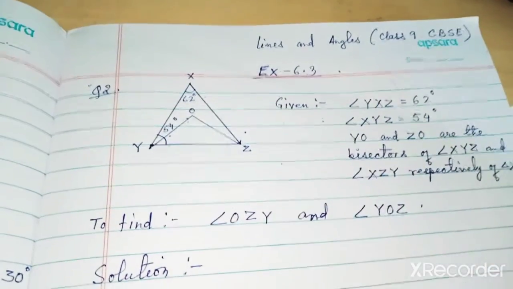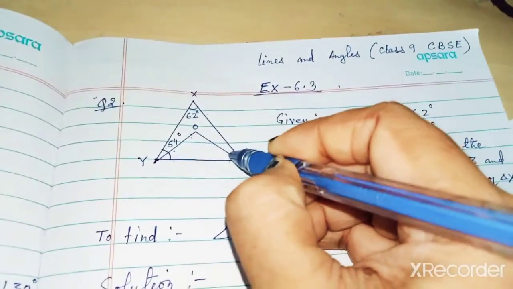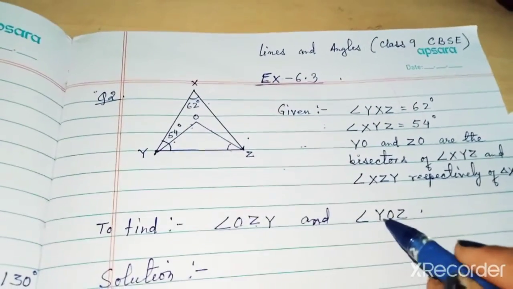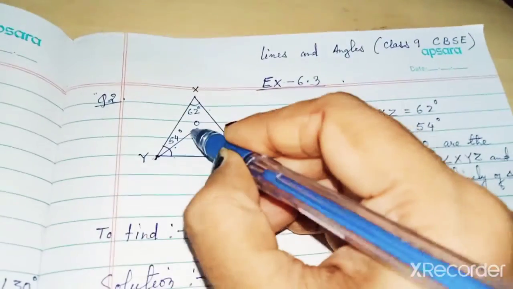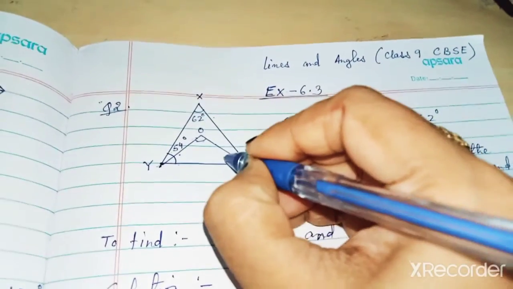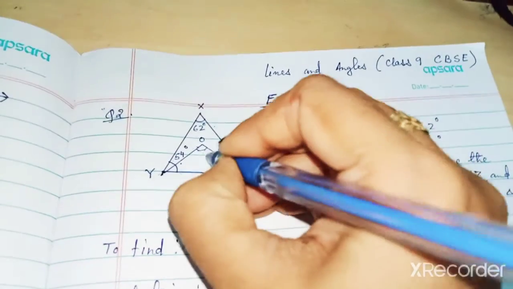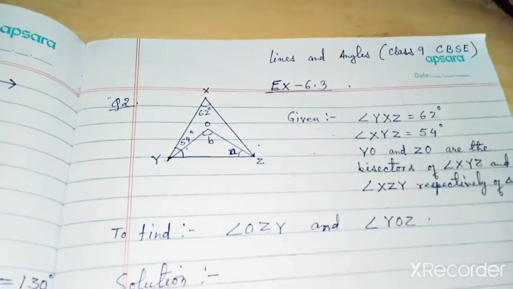Okay, and we have to find out angle OZY and angle YOZ, these two angles we have to find out. Suppose this is X, and suppose this is A and this is B. So these two angles we have to find out.